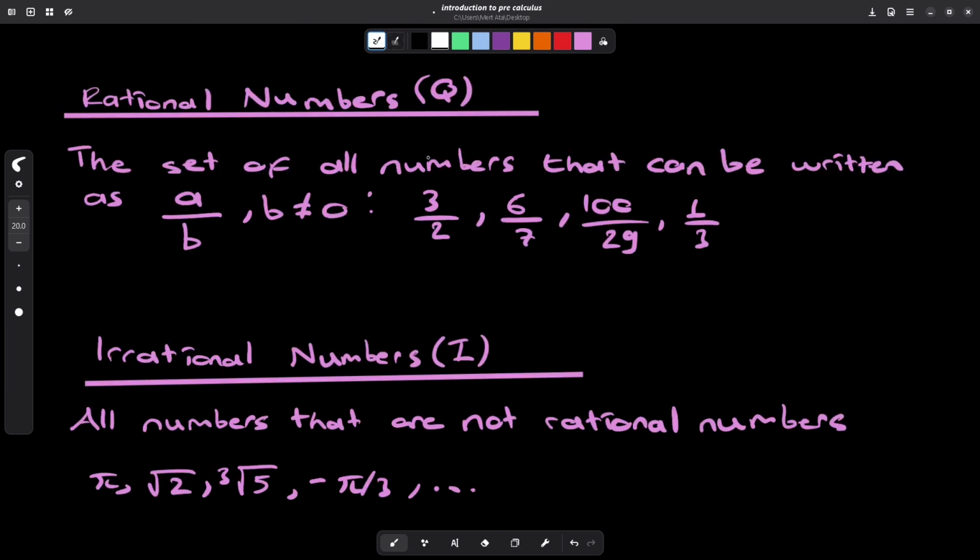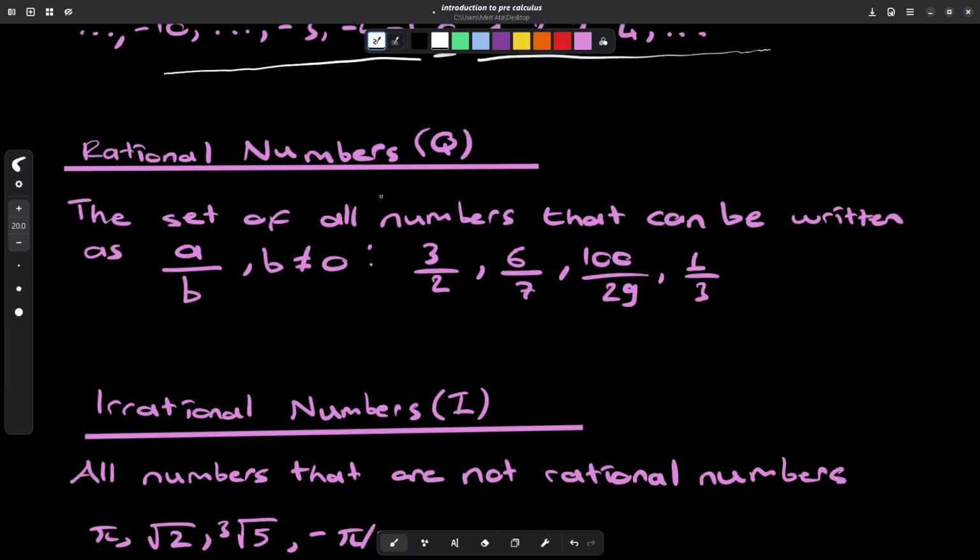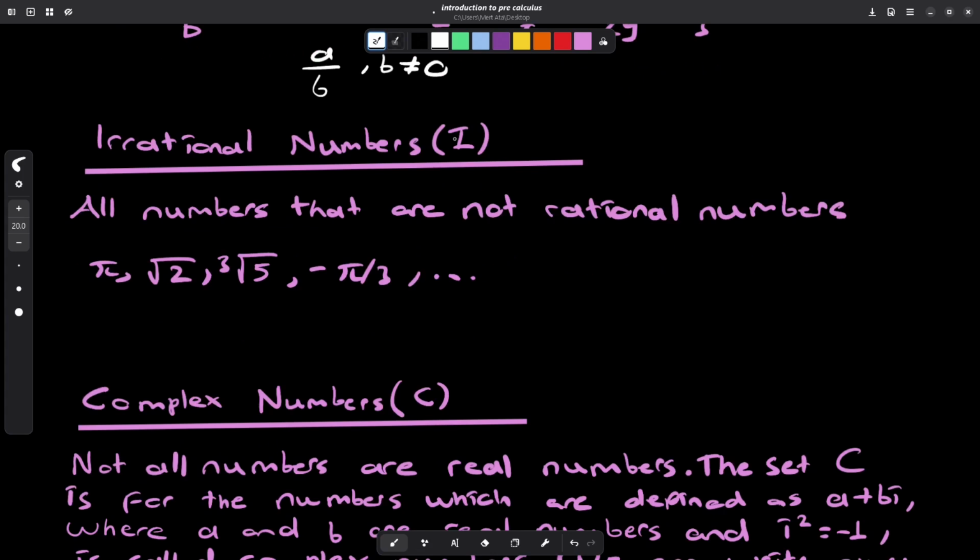Rational numbers: if we can show a number as a over b, and b cannot be equal to 0, then we call it a rational number. 6 over 7, 2 over 3, 100 over 29. Irrational numbers, we show it with I. All numbers that are not rational numbers. Pi, root 2, cube root of 5, negative pi over 3. We cannot show these numbers as a over b, therefore we call these numbers irrational numbers with a capital I.